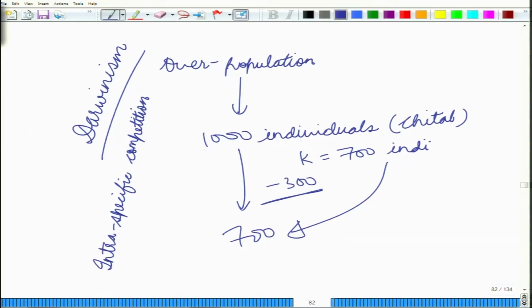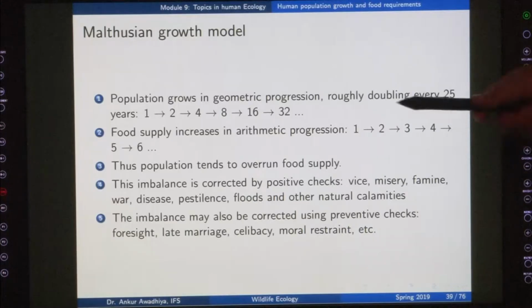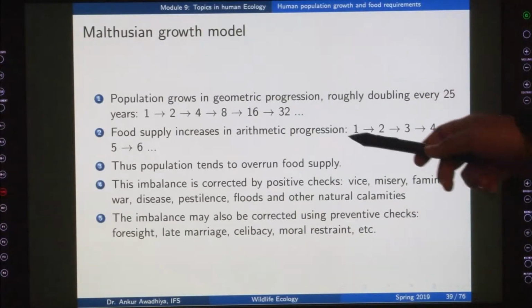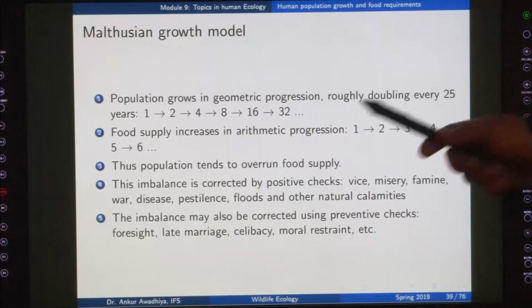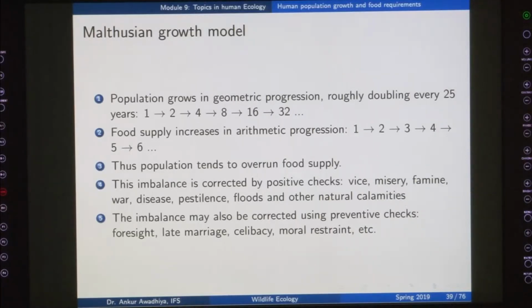Now, in the case of Malthus, what he says is that here also you have a population that grows very fast, you have a food supply that is growing not so fast. In this case the food supply we can correlate with the carrying capacity of the environment. In the case of Darwinism, the carrying capacity was more or less fixed, but in this case Malthus saw that the food supply is increasing, so he stated that it goes on increasing in an arithmetic progression. But here as well you will have a situation in which the population tends to overrun the food supply, and when that happens then nature would bring in some sorts of checks and balances.